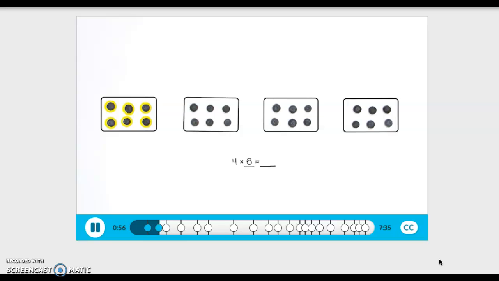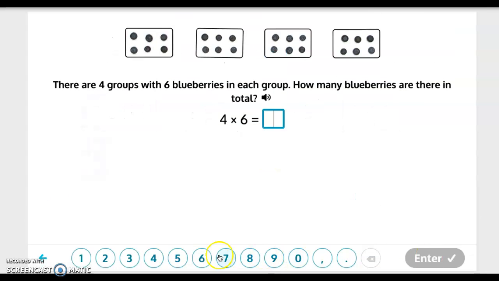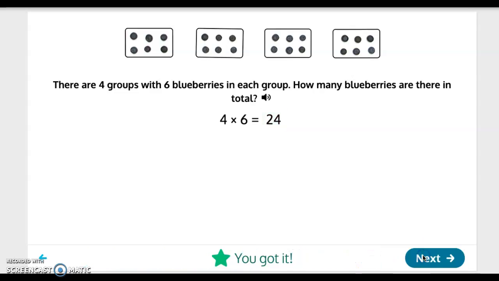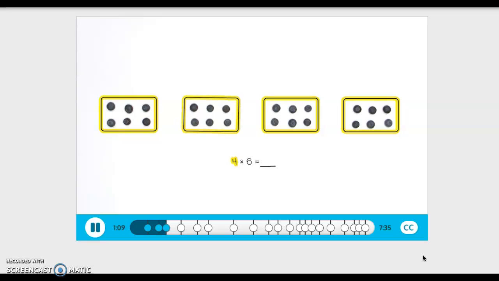There are 6 blueberries in each group. We have 4 groups with 6 blueberries in each group. How many blueberries are there in total? Four groups with 6 blueberries in each group is 24 blueberries in total. These numbers are called factors. The total is the product. We multiply the factors to find the product.